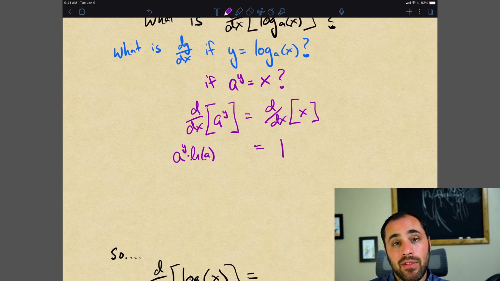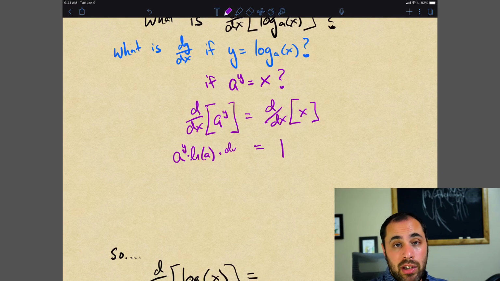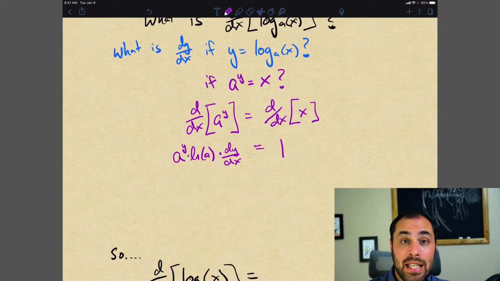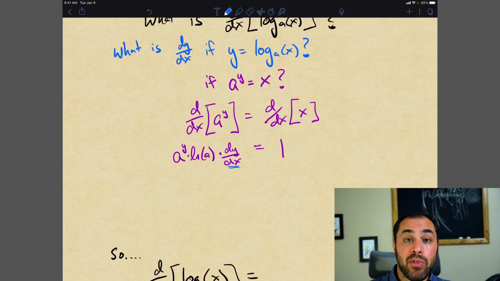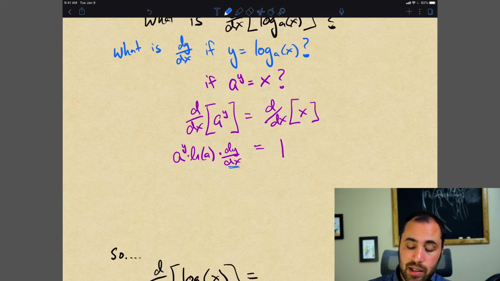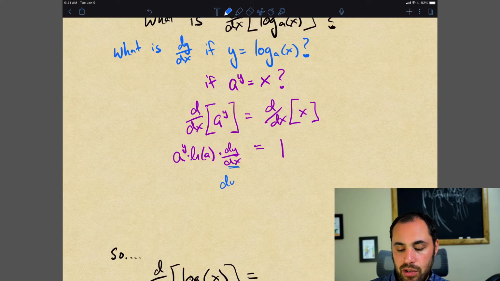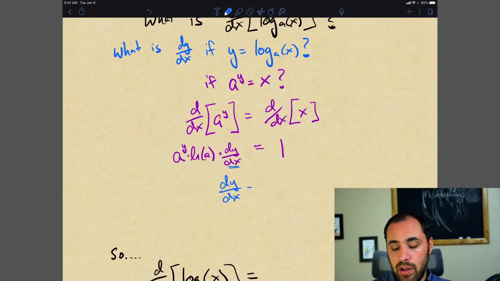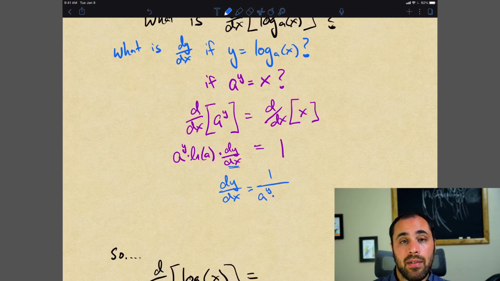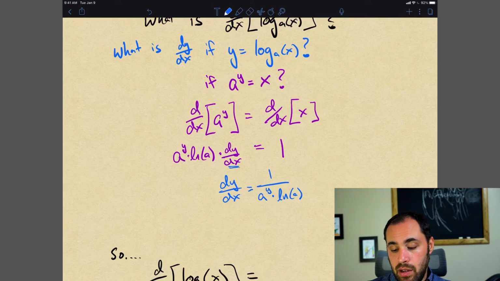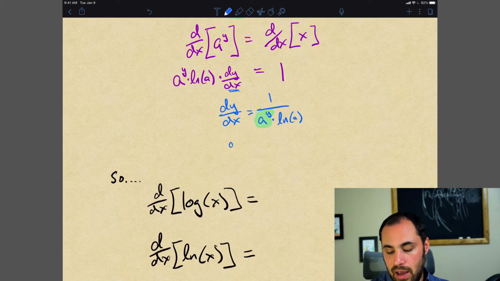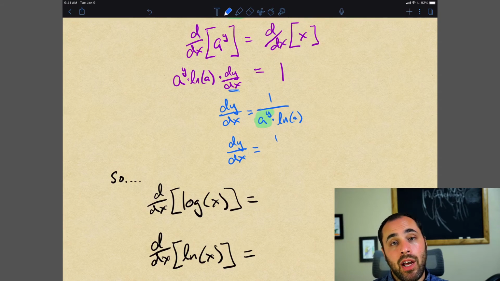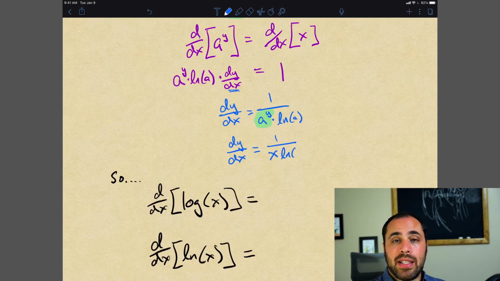But remember, y is a function of x, so we need to use the chain rule as well. y is sort of the inside function to the outside function of the exponential. So we multiply by the derivative of y, that is dy/dx. And we can solve for dy/dx: 1 over a to the y times ln of a. But remember, a to the y was x. So we can replace that with x and say the derivative of log base a of x is 1 over x times ln of a.